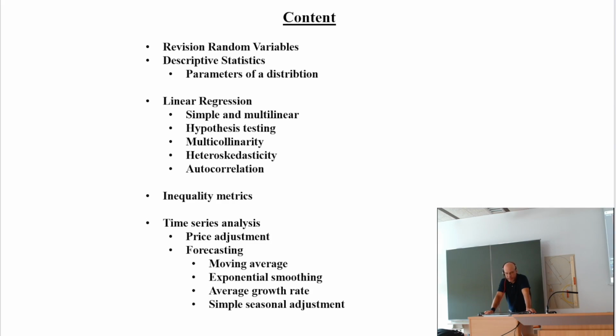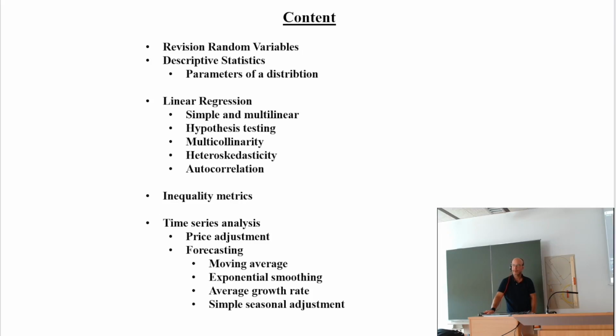So we will start with a short revision about random variables and especially about descriptive statistics, the parameters of distribution. I just talked about it: what is a mean, what is variance, and then I also will introduce skewness and kurtosis. This is then the third and the fourth moment. This I think you haven't heard about yet.